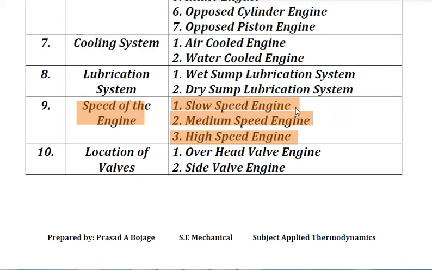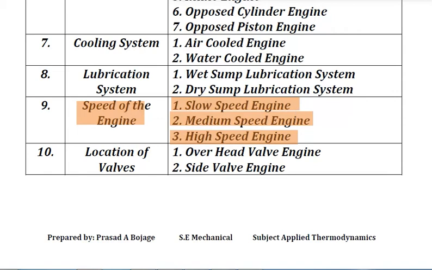Medium speed engines are engines in the range of 750 rpm to 2500 rpm. And high speed engines are engines which go to around 6 to 7000 rpm. Max speed is around 6 to 7,000, and some small engines can also go to around 10,000 or 12,000 rpm. So that category comes under high speed engines.